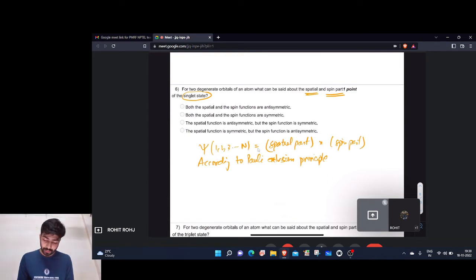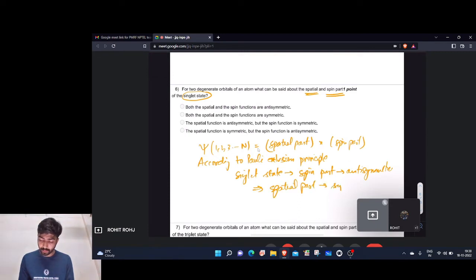So for a singlet state we have opposite spins, and therefore two spins of the same nature cannot be present at the same site. So for a singlet state the spin part has to be antisymmetric, and therefore the spatial part becomes symmetric.